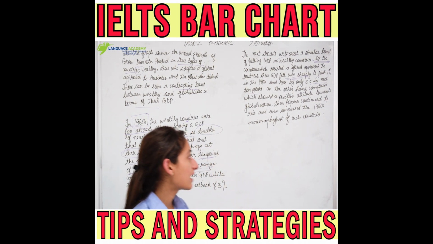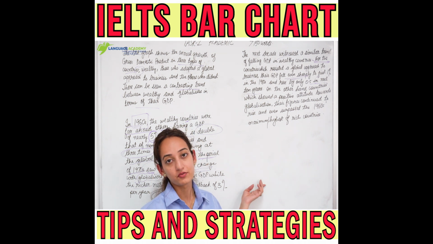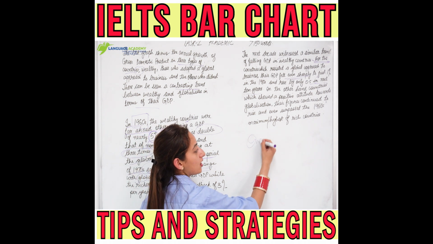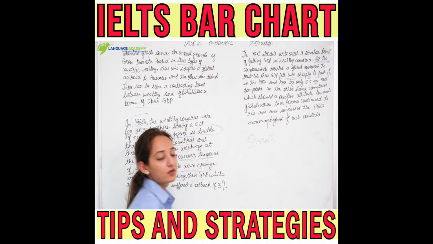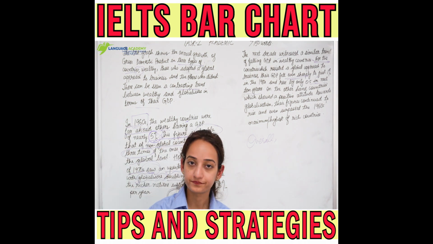That could have been added if you have sufficient words left. You can write a conclusion also, but in the conclusion you have to write "overall." We don't use "to conclude," because it's not something we are concluding; we are just presenting an overall picture.